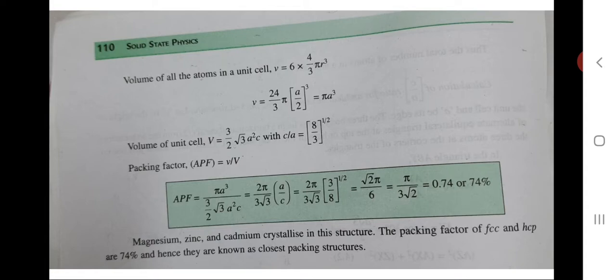Magnesium, zinc, and cadmium crystallize in this structure. The packing factor of FCC and HCP, that is hexagonal close pack, are 74%, and hence they are known as closest packing structures.